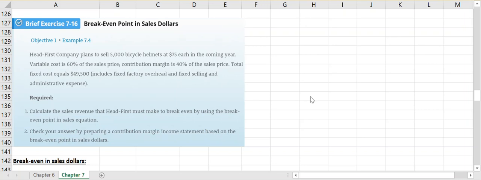In this example video, we'll be looking at brief exercise 716 and looking at how we can calculate break-even point, but this time in sales dollars rather than units.